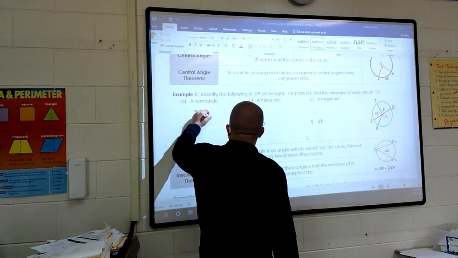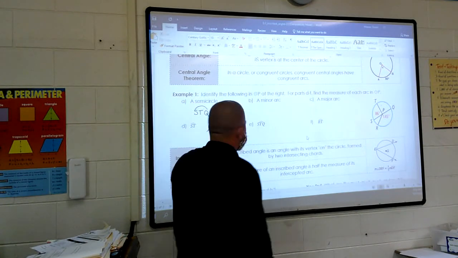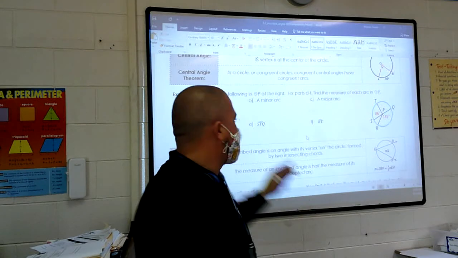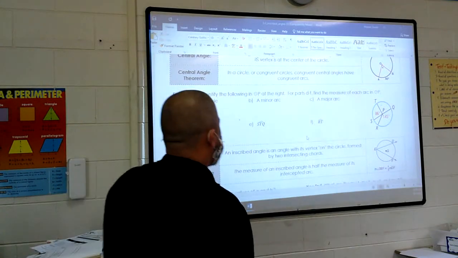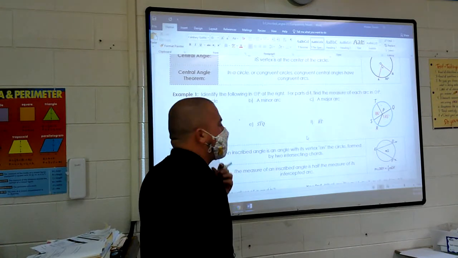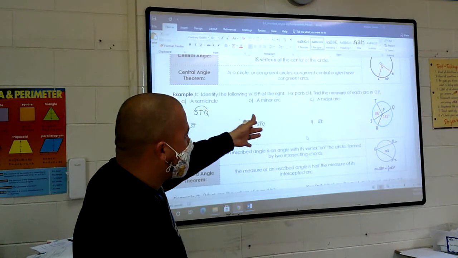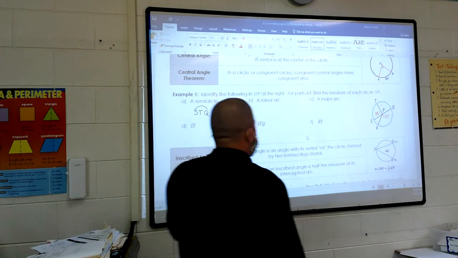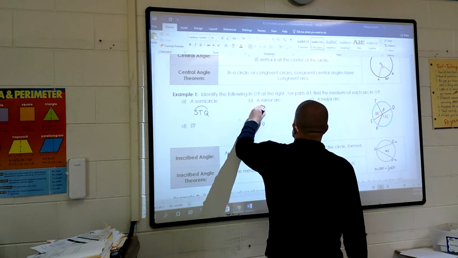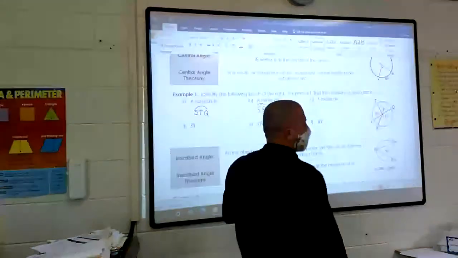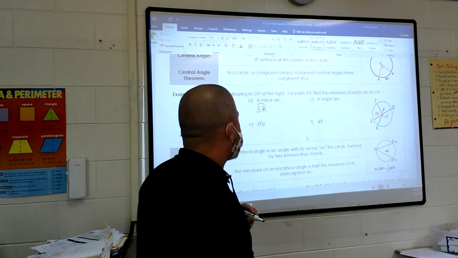S, T, Q. And an arc, anytime you say an arc, you draw that little arc above the letters. Okay, a minor arc is one that is less than 180. There's a lot of choices here, but we'll pick the most minor. That would be SR. Okay, that's a very small arc there from S to R.